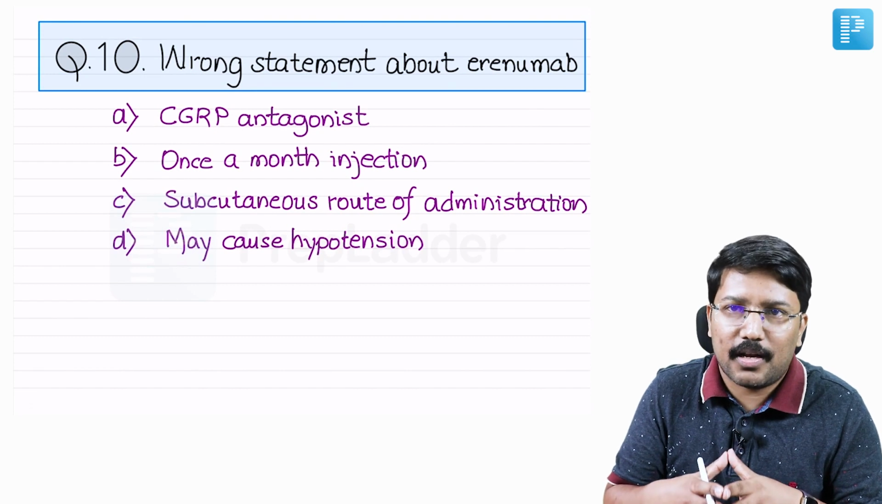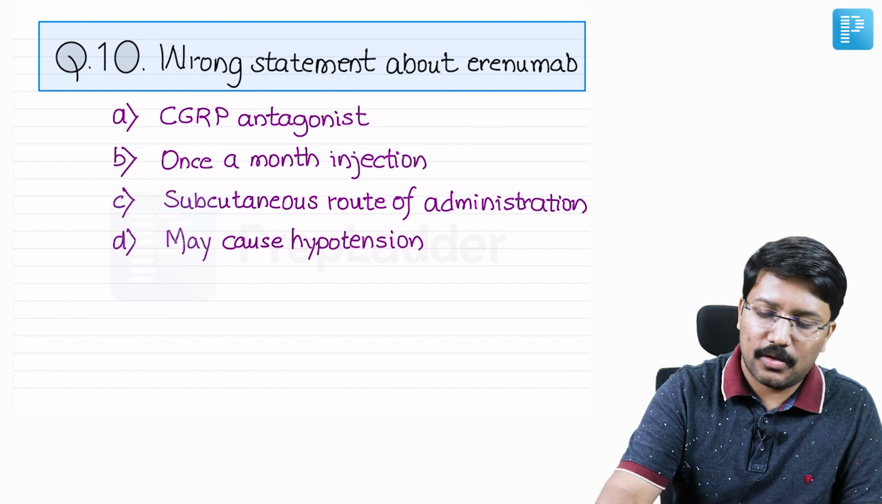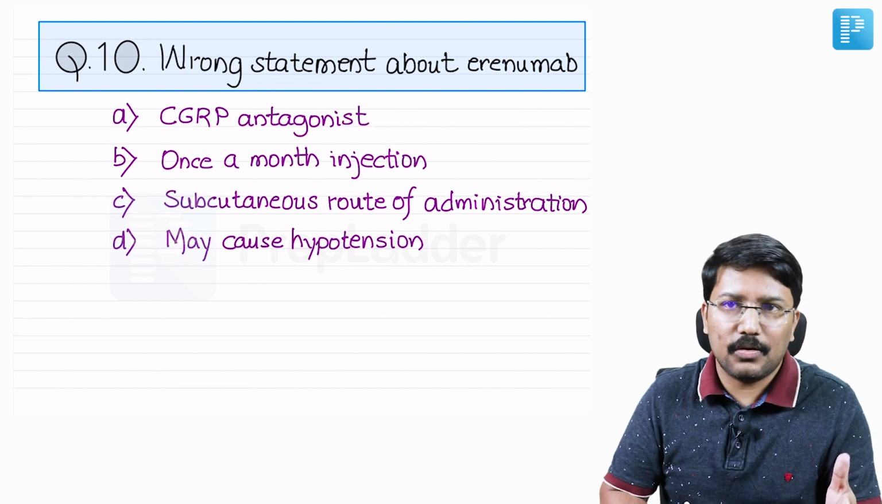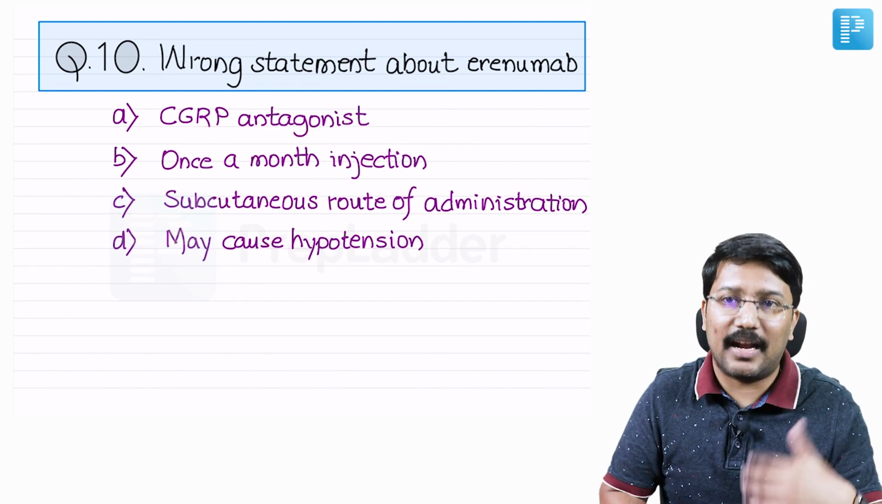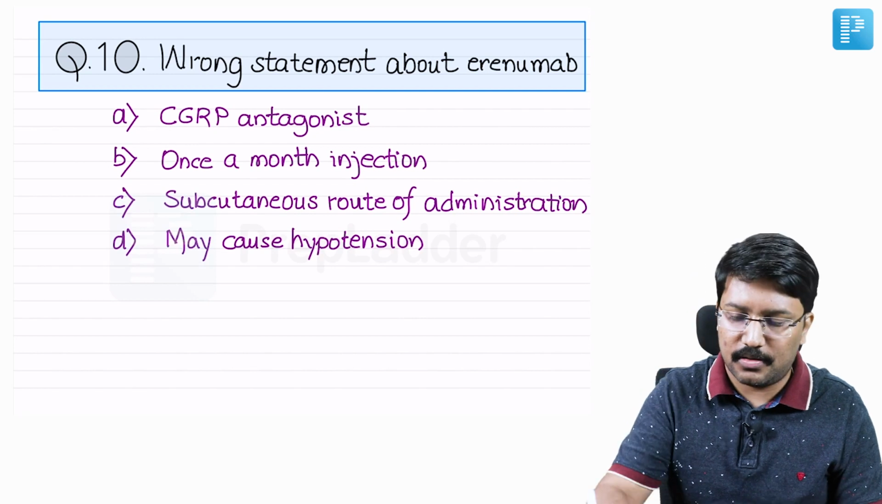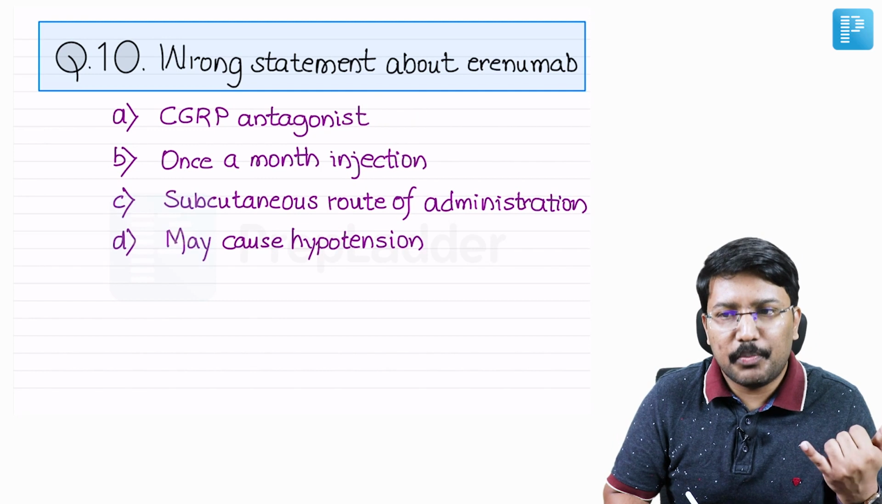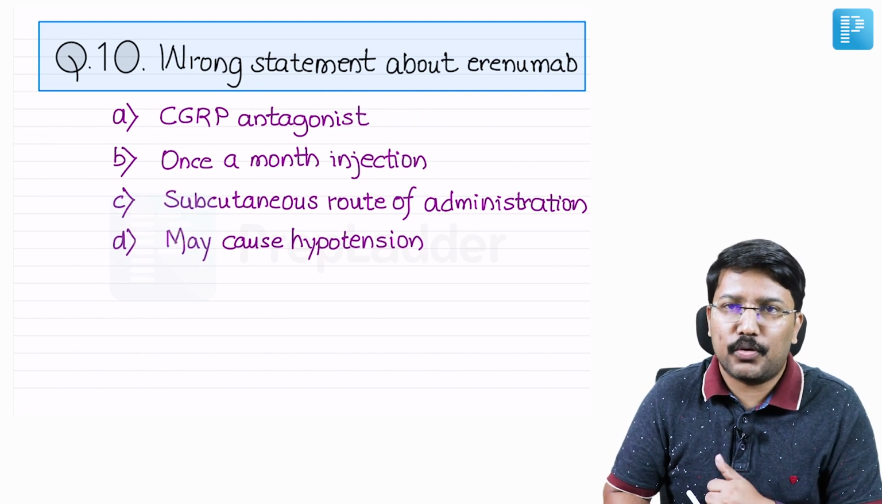Wrong statement about erenumab. Right. So we already know a lot about it. It is a calcitonin gene related peptide antagonist. Yes, you can call so because it's targeting its receptor, so it is antagonizing its action. So this is a true statement, right? This is a true statement. Once a month injection, subcutaneous route of administration may cause hypotension.